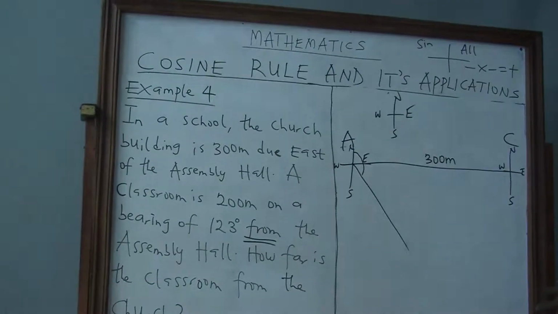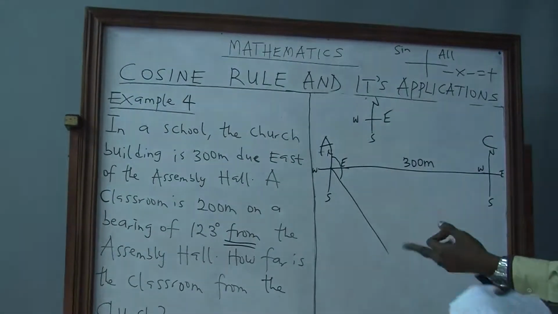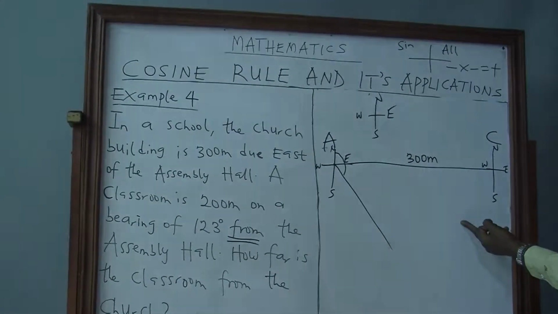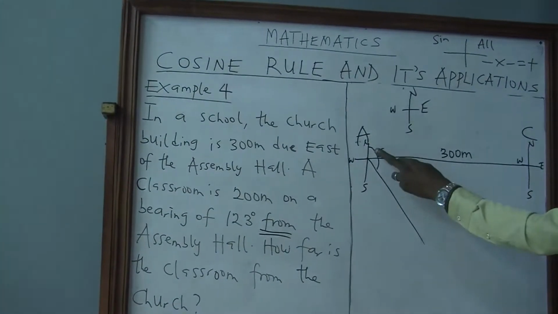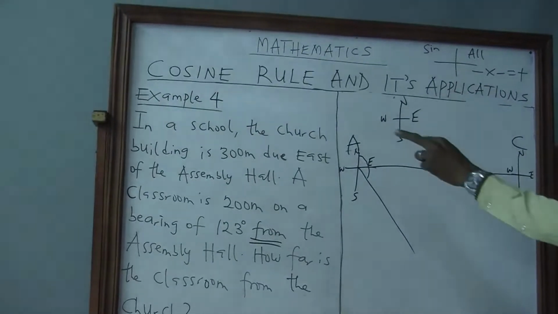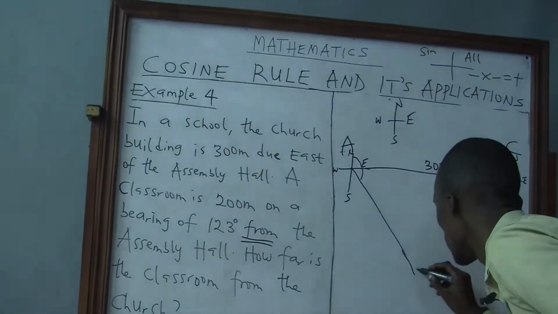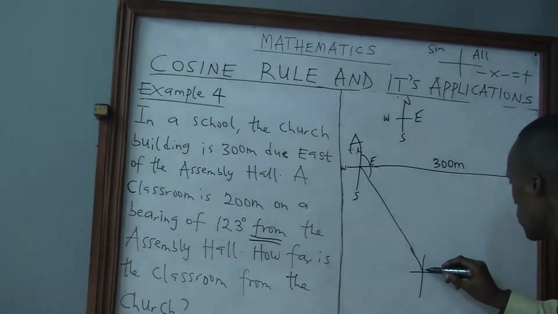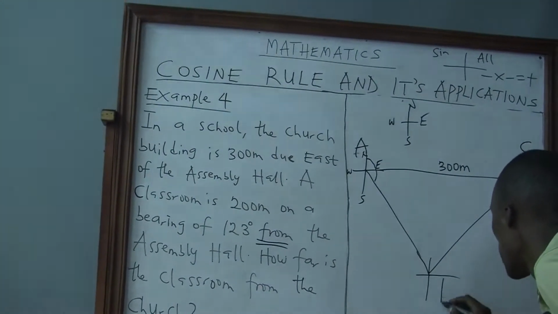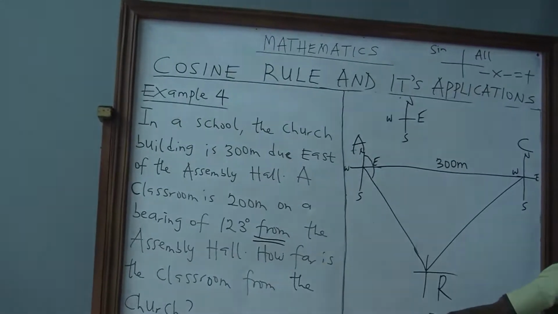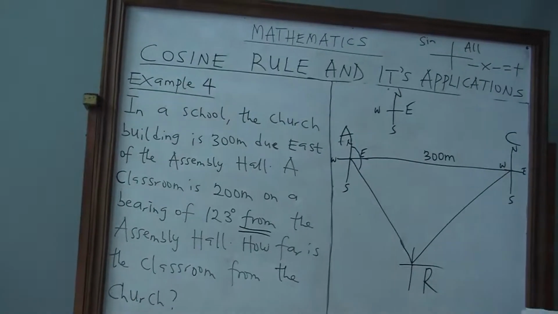Another thing: no examiner will pick a ruler and start measuring 300 meters, but we must draw a diagram. In the diagram, the line we use to represent 300 meters should be longer than the one we use to represent 200 meters. So we stop that one here. Then this is the classroom. Let me call that one R, for room. I'm using R, but we can use any other letter which is different from A and C.